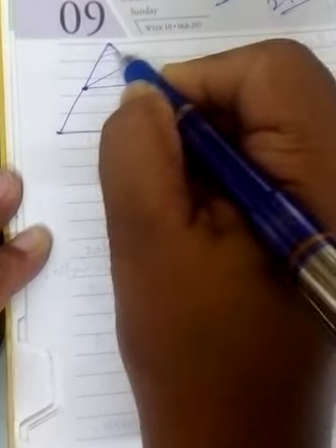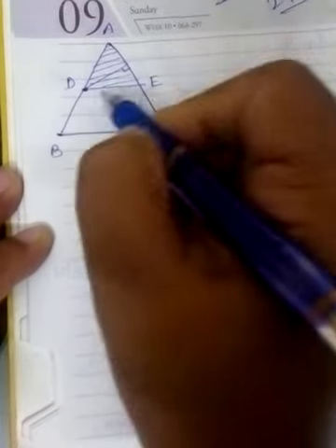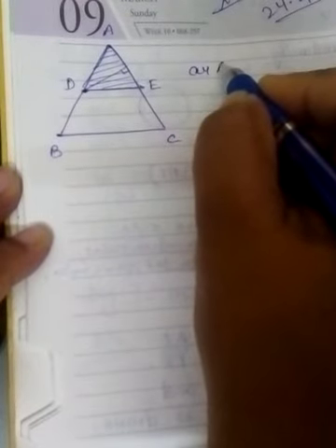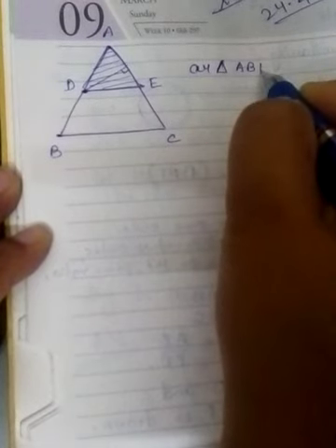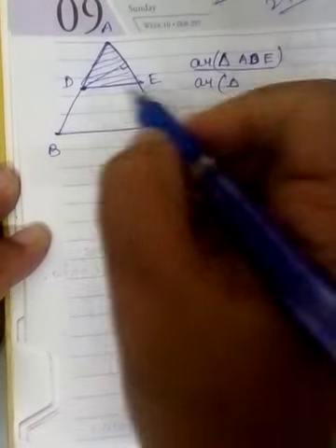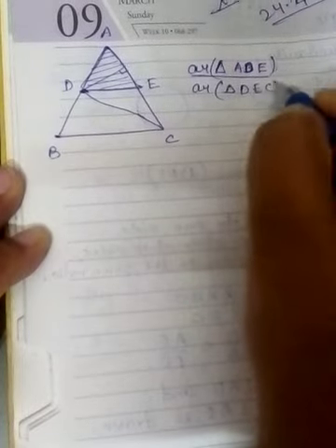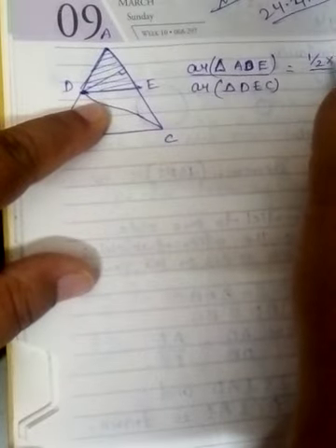I have to find the area of this triangle. This is A, D, E, B, C. I have to find the area of this triangle. So the area of triangle ADE by area of triangle DEC, I'm going to take this triangle, this side. This is equals to area of triangle ADE is half into base.